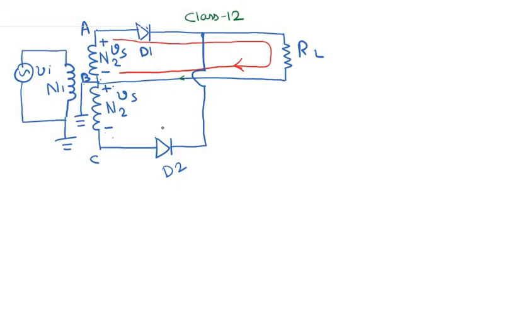Now when Vs is negative, this diode D1 is reverse biased, and this diode D2 becomes forward biased, because again the P side of D2 is connected to the negative pole here. So when Vs is negative, the positive voltage appears at this negative pole. This makes D2 forward biased. So when Vs is negative, D1 is reverse biased and D2 is forward biased, and the current now flows through this path.